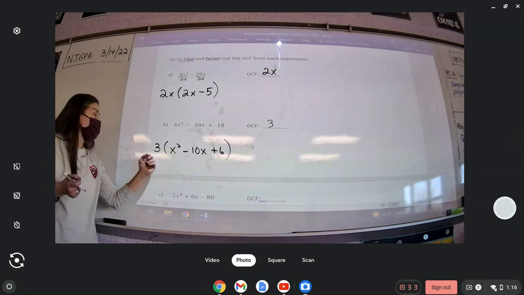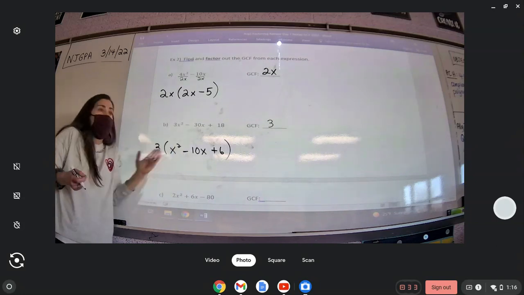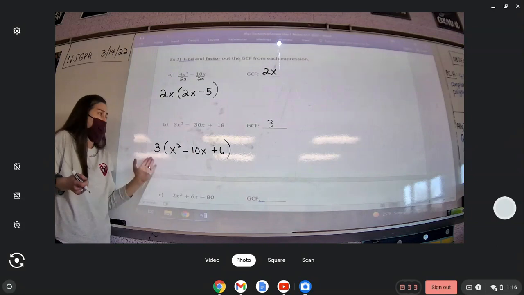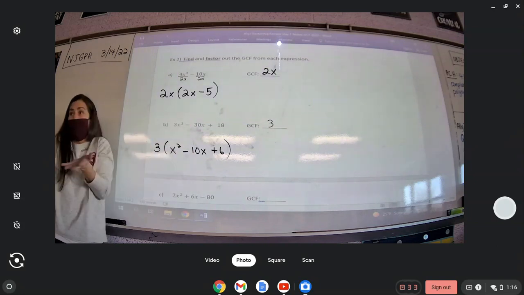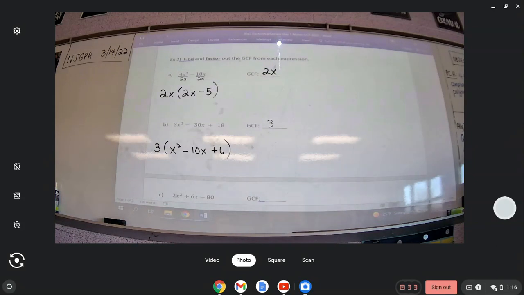And you should always check. Make sure if you distributed the 3 back in, it gets you the original. They're supposed to be factors of it. They should multiply to equal that. If they don't, then you didn't factor it right. Let's keep going. We've got to get on a roll here. All right, look at the next one.